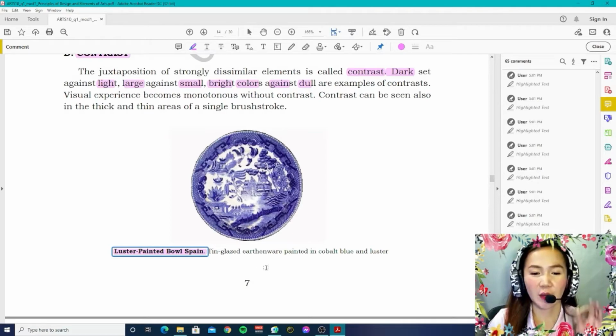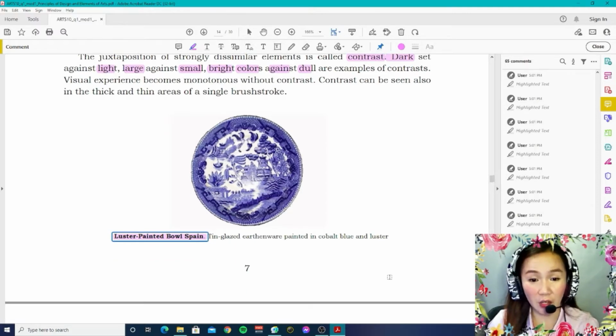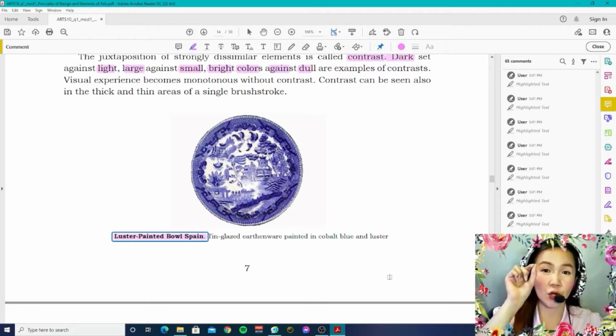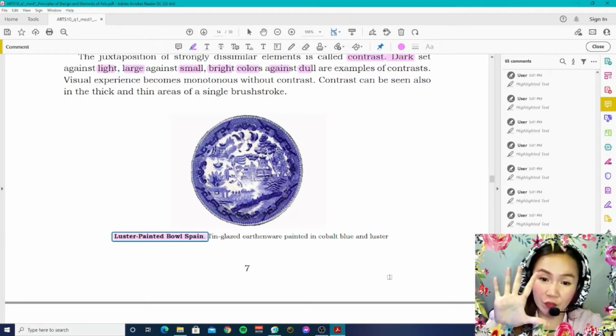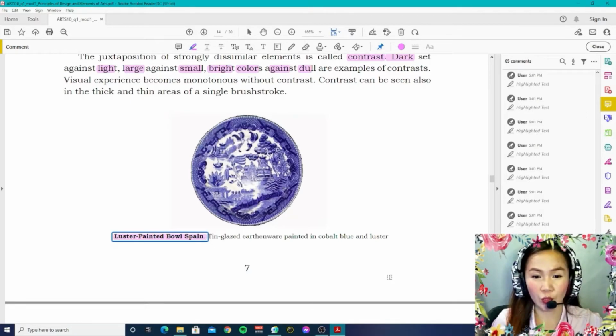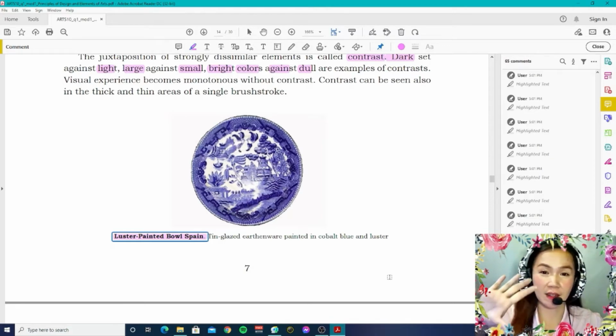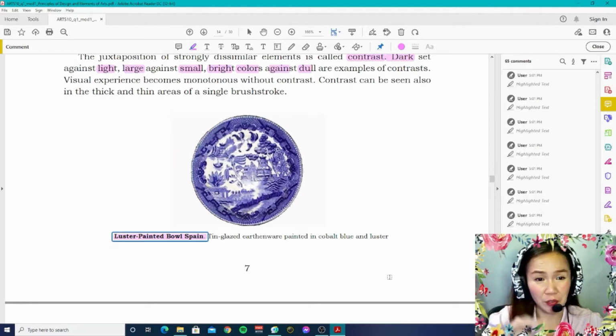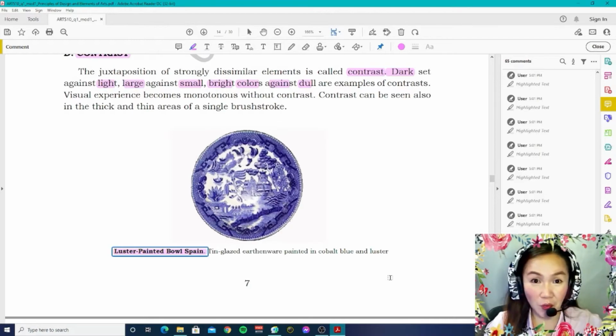Okay? Now, as you can see here, we have a luster painted bowl from Spain. Okay. Now, this is a tin glazed earthenware painted in cobalt blue and luster. Tingnan nyo, paano yung stroke ng brushes? We have thick brush strokes, thin brush strokes. We have darker shade of blue, lighter shade of blue. Okay? We have darker area dun sa plate or dun sa bowl na yan. Meron din tayong lighter area. Okay? We have large images or large characters, and we have small characters too. And that is an example of contrast.